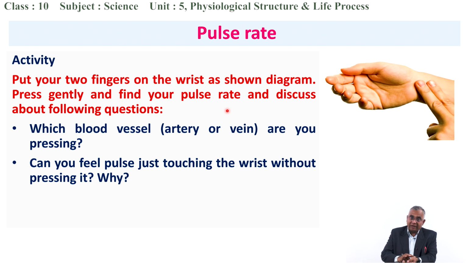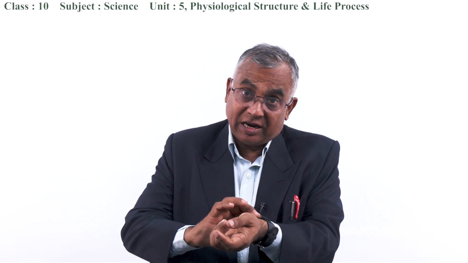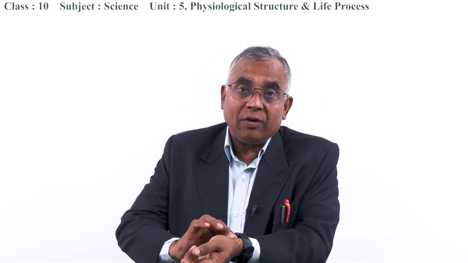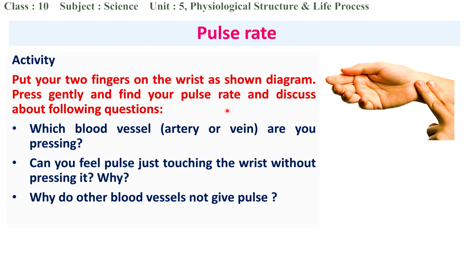And another cause is that arteries are elastic. If they were elastic and at the surface, they could be seen. But because they are at depth, you have to feel them by pressing. Next one. Why do other blood vessels not give pulse? Now you have got the answer. Because other blood vessels, meaning veins, are non-elastic. They cannot give pulse. And when blood is pumped out, at first it enters the arteries. That is also another reason.